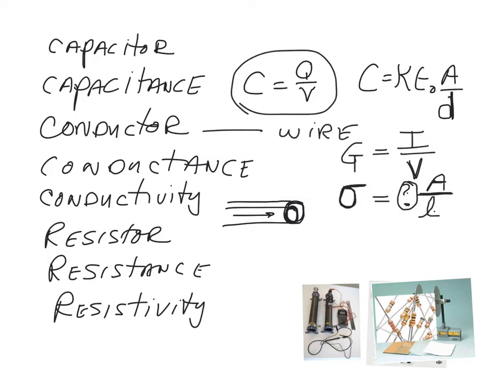Except in circuits, we use resistance more than conductance, and resistance is the opposite or the inverse. So what's the opposite of its ability to conduct? It's the ability to resist. So these things get inverted.